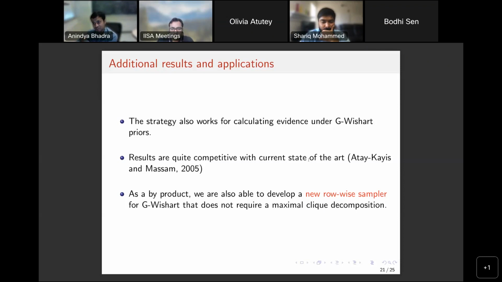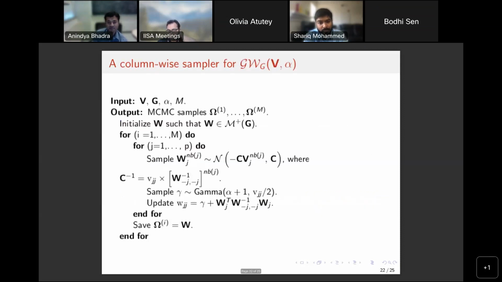Sampling from G-Wishart is also a hard problem, okay? Because you have to find these cliques and separators and so on and so forth. But our approach is entirely row-wise or column-wise. We are not in the clique-finding business, so we don't do this. We proceed simply starting from the pth row, do a Schur complement adjustment, sample the p minus 1th row, and so on and so forth. So the technique that we designed for likelihood evaluation certainly works for that, but it also results, as a byproduct, in a new row-wise sampler for G-Wishart. So I have a one-slide summary of that.